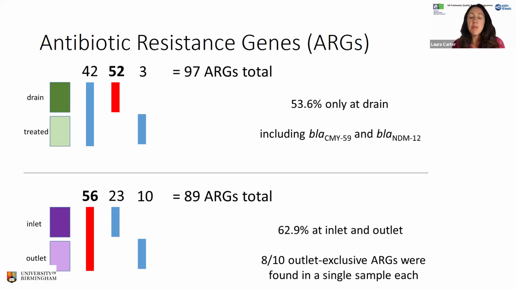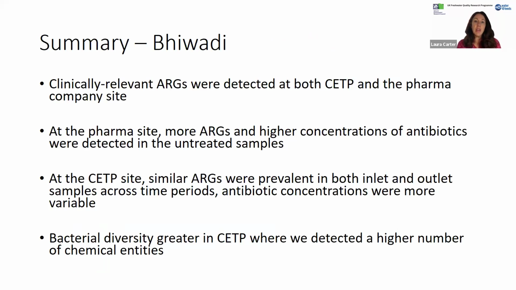Now, for the antibiotic resistance genes, what really stands out here is that over half of the resistance genes detected at the manufacturing site were only detected at the drainage point in the untreated water. And again, these did include clinically relevant ARGs. In comparison, at the CETP, we saw a majority of the ARGs both in the inlet and the outlet. So in summary, we were able to detect clinically relevant ARGs both in the inlet and the outlet of the treatment plant and the pharmaceutical manufacturing site.